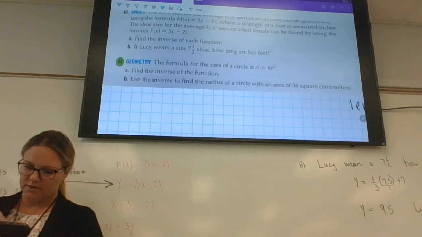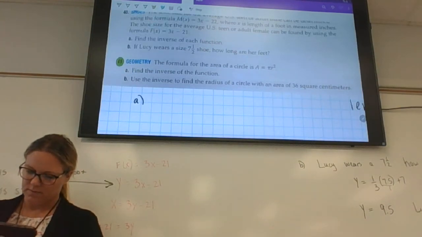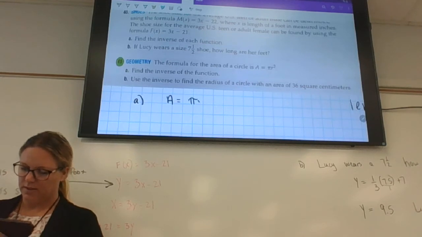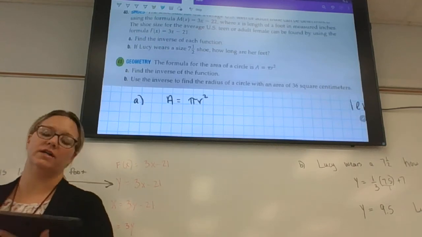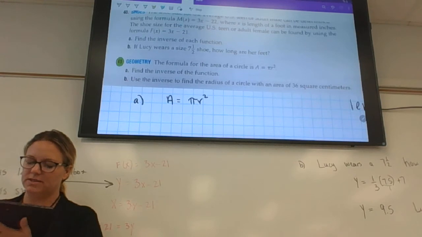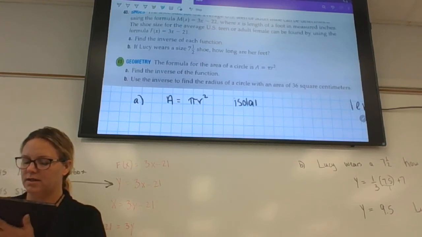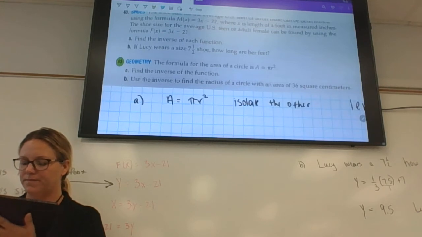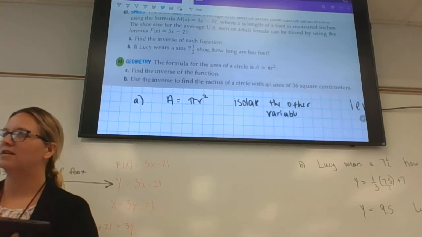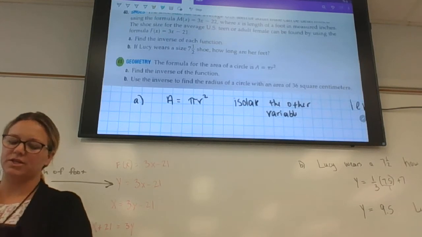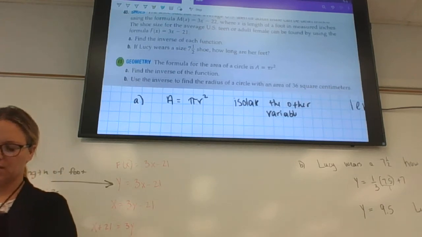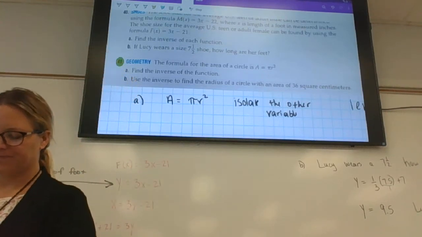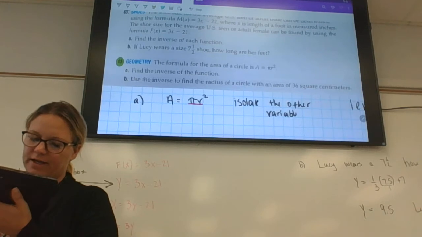Alright, so our inverse. In a literal formula like this, finding the inverse is not so obvious. Like, how do I switch x and y when there's no x and y? So finding the inverse in this case means pretty much isolating the other variable. We're actually not going to switch them, we're just going to solve for r. So I'm going to divide by pi on both sides.